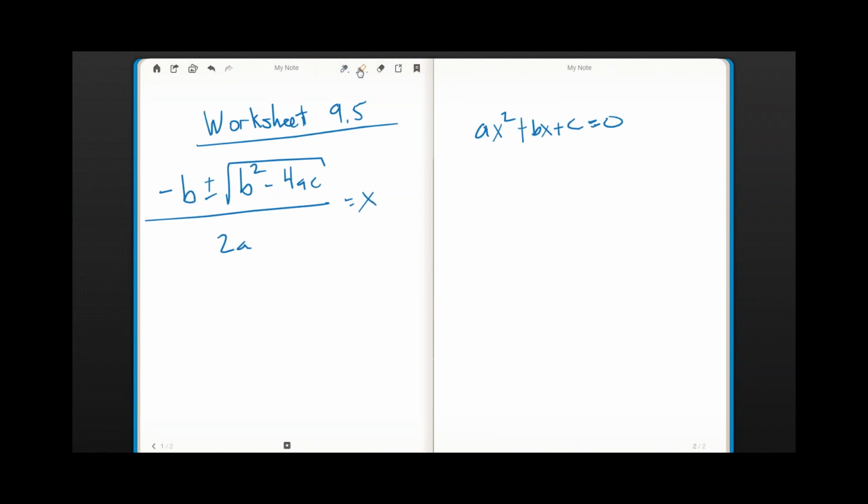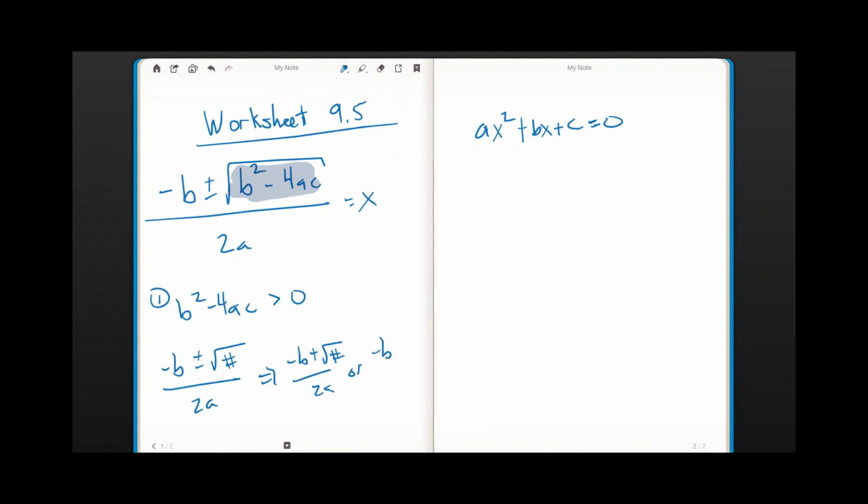Any number, you'll agree with this, I'm sure, is either equal to 0, bigger than 0, or less than 0. So let's take the number b squared minus 4ac, and let's say that number is greater than 0. First option. If that's true, then what I have is negative b plus or minus the square root of some number, divided by 2a. That could be rewritten as negative b plus the square root of a number over 2a, or negative b minus the square root of a number over 2a.